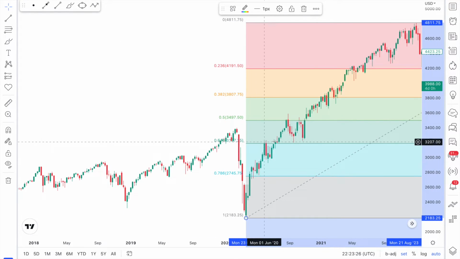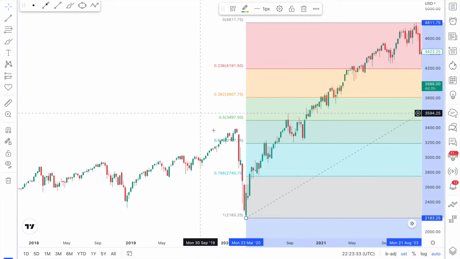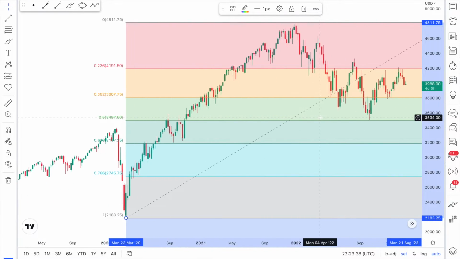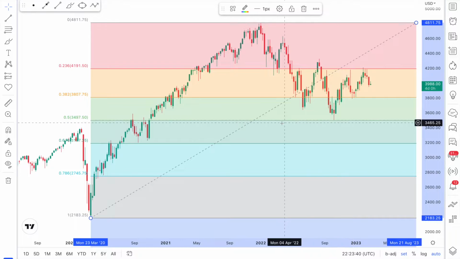And I said, I wonder where it's going to pull back to when it does pull back. And if I had said, I think it's going to at least come to the 50% mark, I would have been right. Look, exactly on the 50% mark.